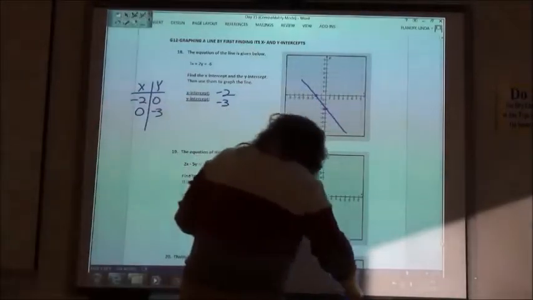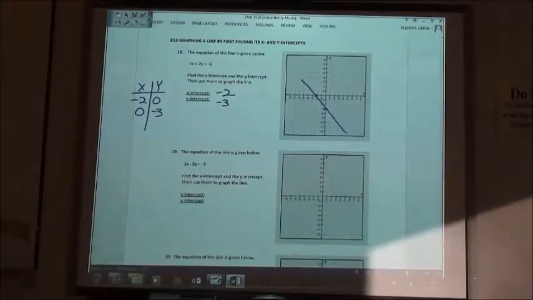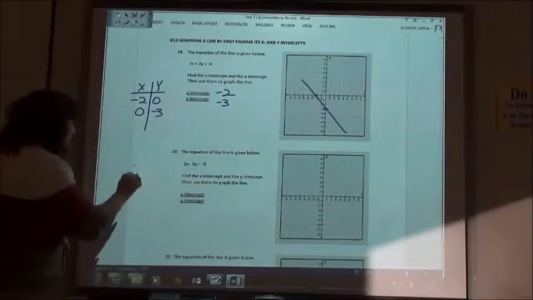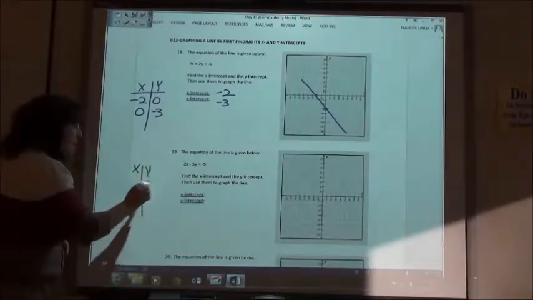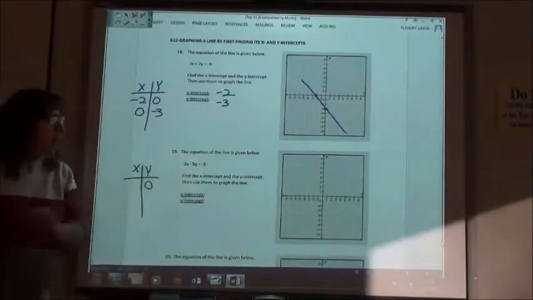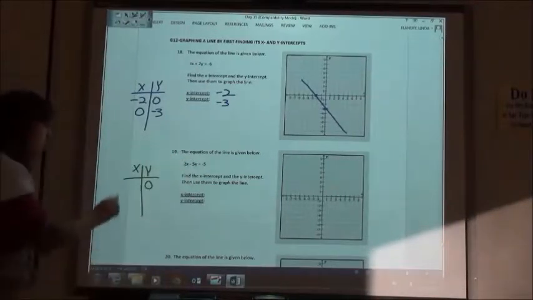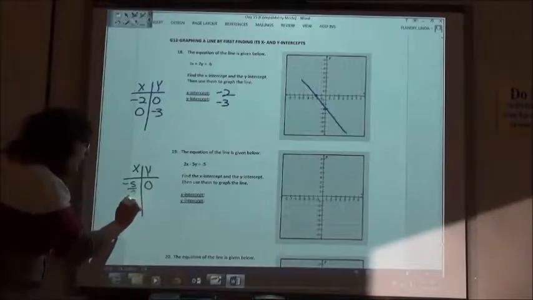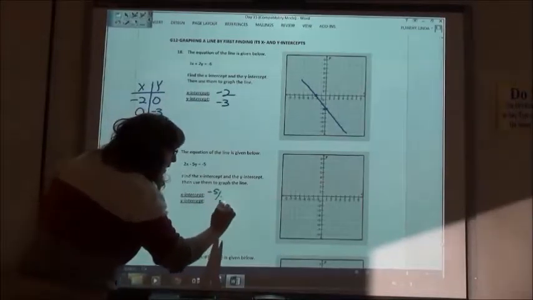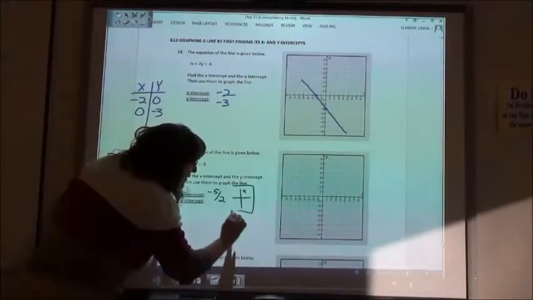Now number 19, there's one where we have a fraction, so we have to use a different tool to get it in there. First of all, I find my x and y-intercepts. For my x-intercept, y is 0. So if I put 0 in for y, I'm going to get what for x? Negative 5 over 2. On this one, you have to use a little tool over to the side that looks something sort of like this.